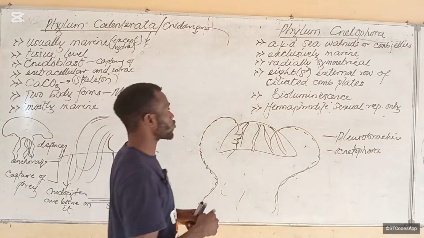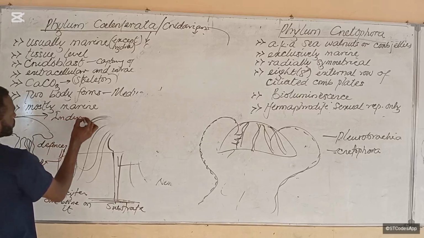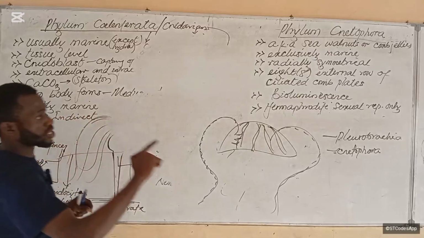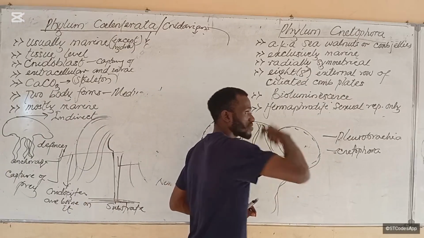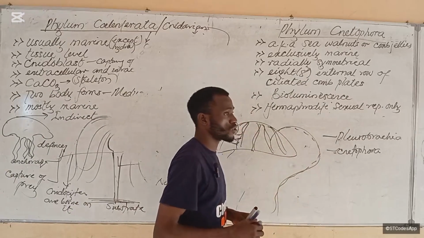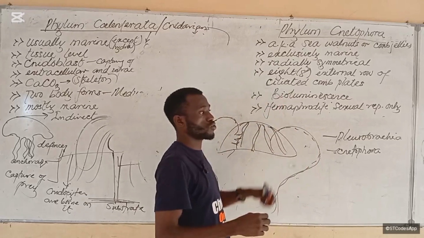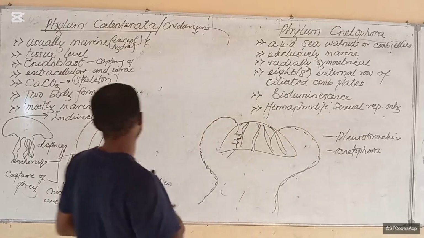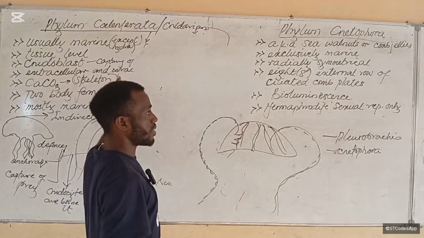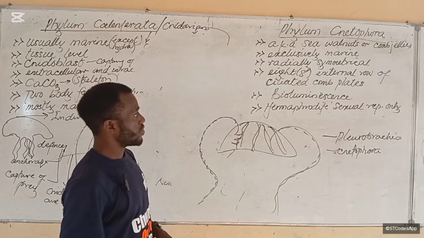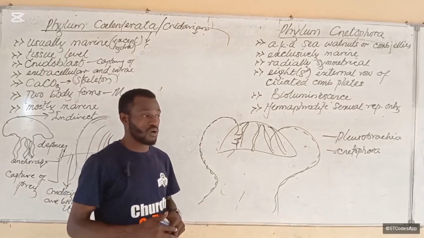And their development is also indirect, like these guys too. So especially when the medusa wants to give rise to the polyp by sexual reproduction, there is indirect development. These guys also exhibit indirect development. This one is exclusively marine, while for this one there is a marine form and a freshwater form. They also have stinging cells that are used for capturing of prey.